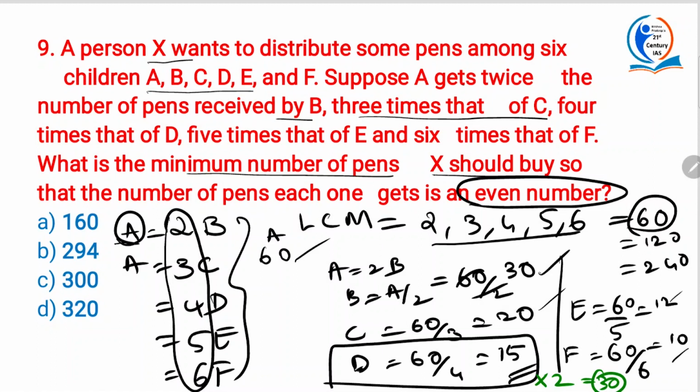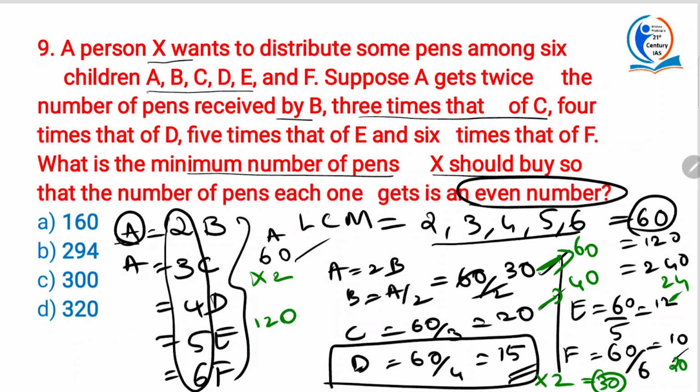Now this fellow is also having an even number of pens. Likewise, all the numbers you have to multiply by 2. Then what will you get? You will get 120. Now 30 into 2 is 60, 20 into 2 is 40. Okay, 12 into 2 is how much? 24. 10 into 2 is 20.